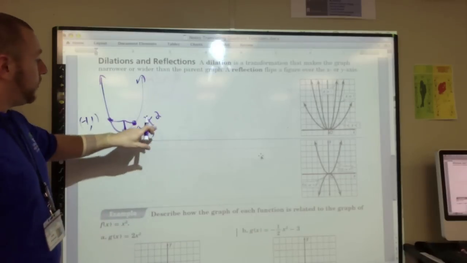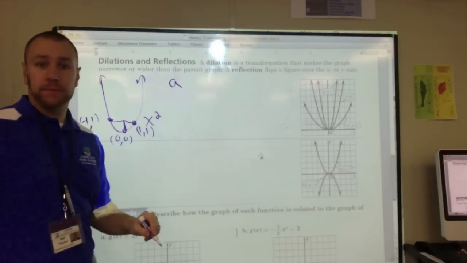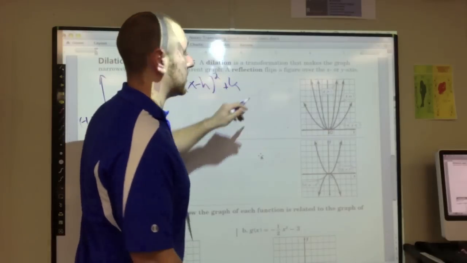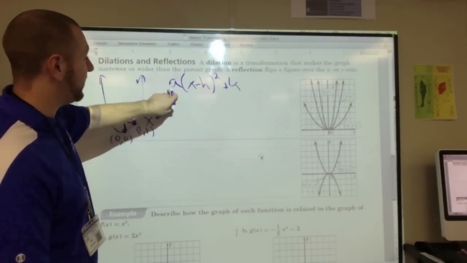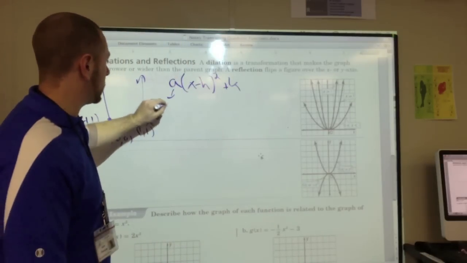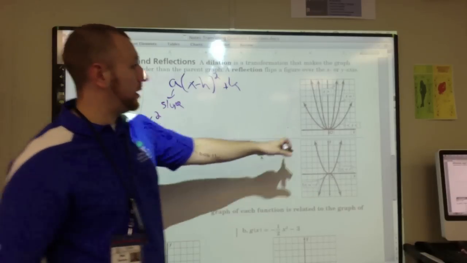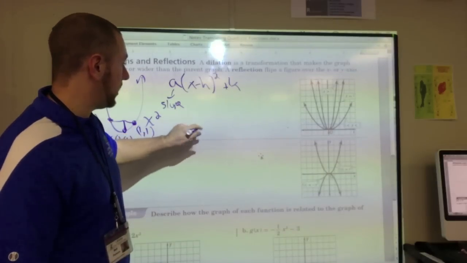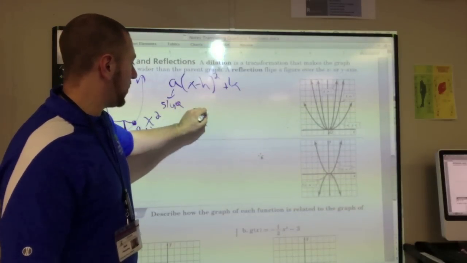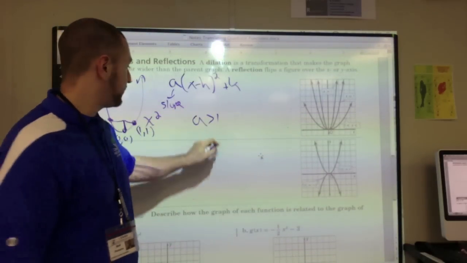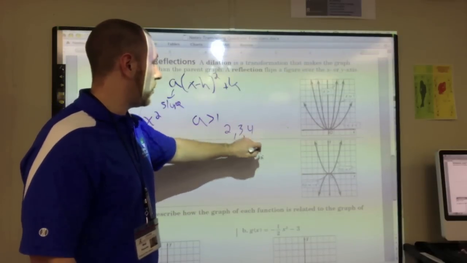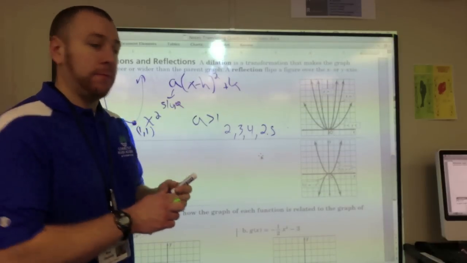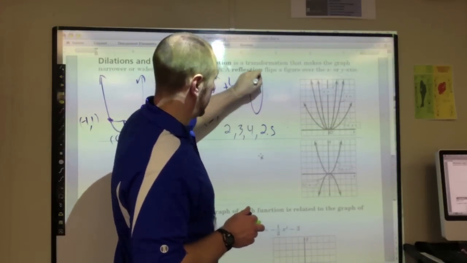Okay, if we put an a in front of it, so a times (x minus h) squared plus k, that's the vertex form of an equation. If we have an a, we treat that almost like a slope. And that's what creates a narrowing or a widening. So if a is greater than 1, so I'm saying 2, 3, 4, 2.5, okay? That parabola is going to get very narrow, okay?